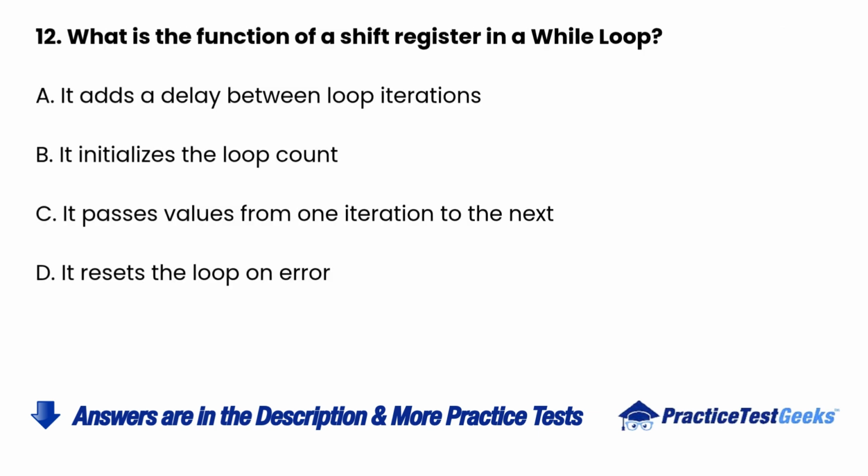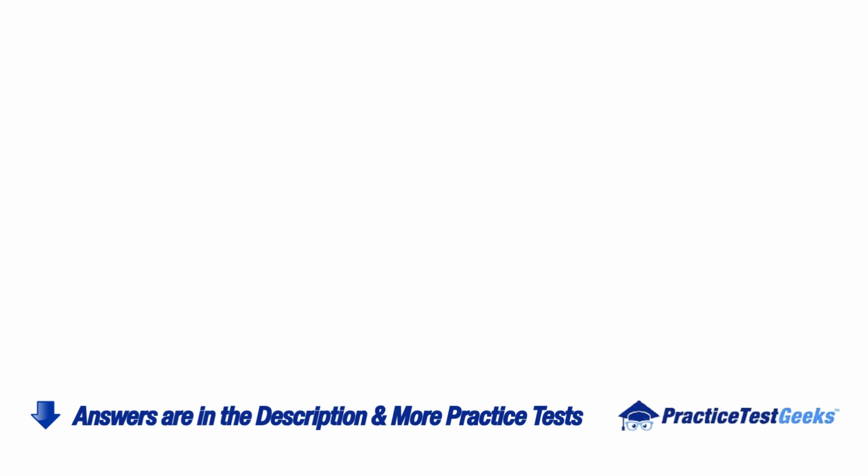12. What is the function of a shift register in a while loop? A. It adds a delay between loop iterations. B. It initializes the loop count. C. It passes values from one iteration to the next. D. It resets the loop on error.